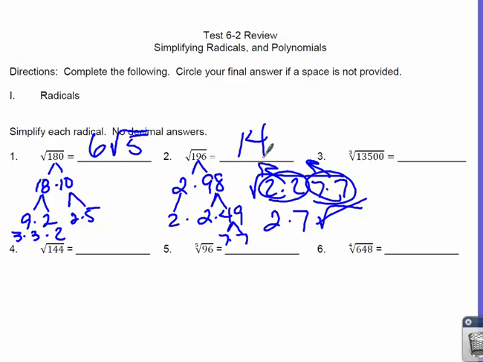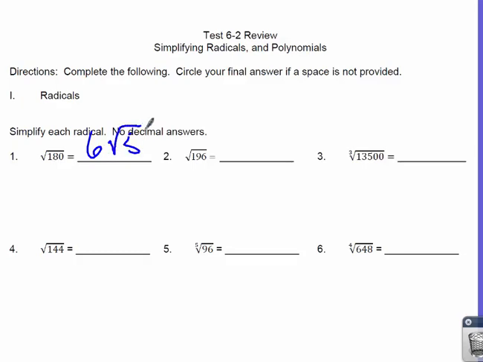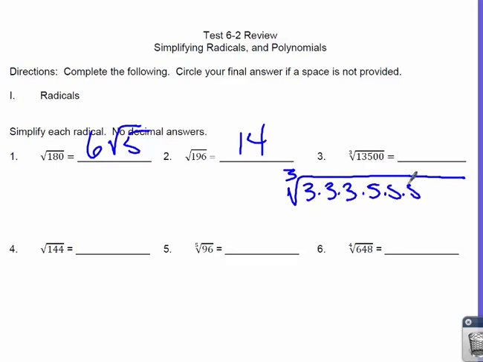Okay, so the rest of these, what I'm going to do is I'm just going to write down what they break into, okay, the final row, and then we'll talk about what the answer is going to be. So again, the first one was 6 times the square root of 5. The second one was 14. Now, 13,500, I know that's going to be 135 times 100. Okay, so what this one will actually break down into is the cube root of 3 times 3 times 3 times 5 times 5 times 5 times 2 times 2. Okay, so that's what our final row would be.